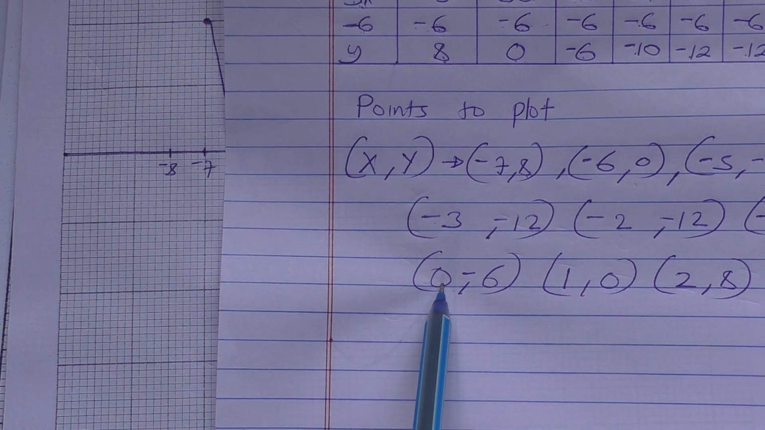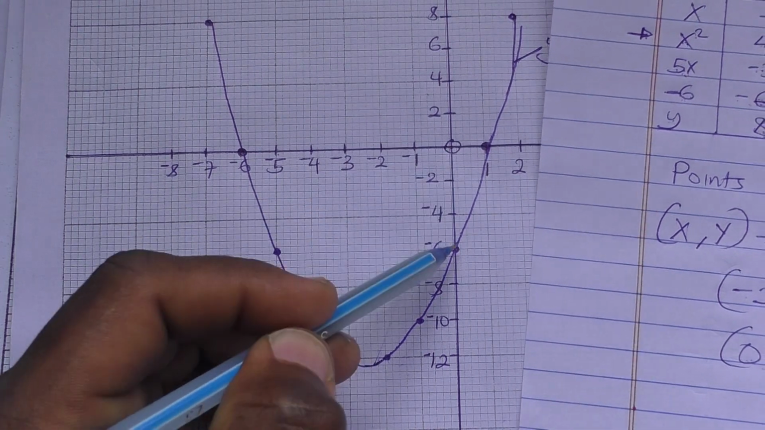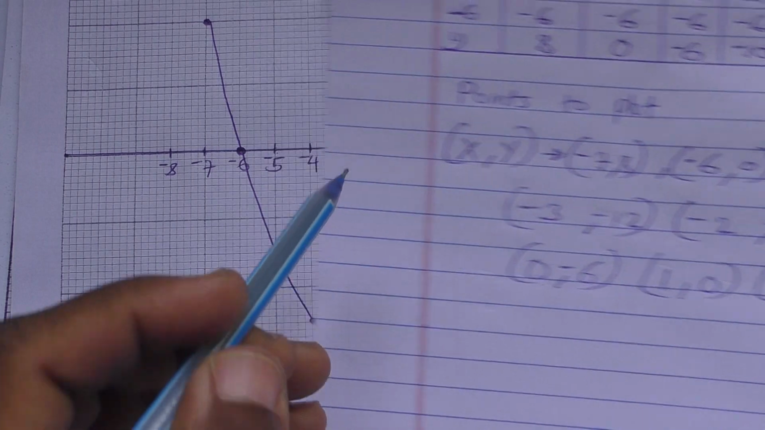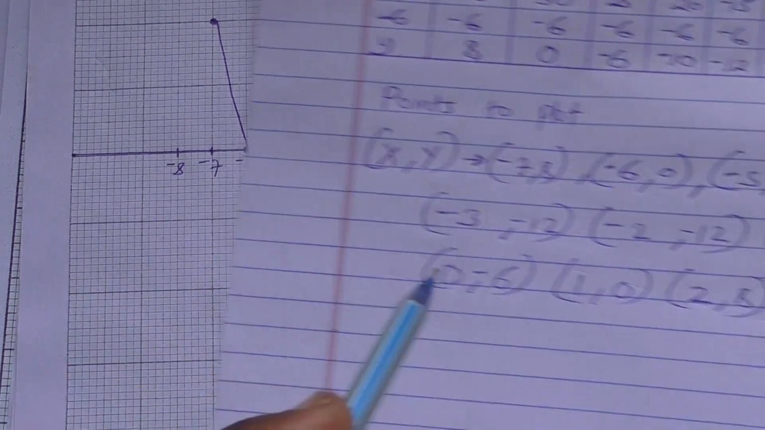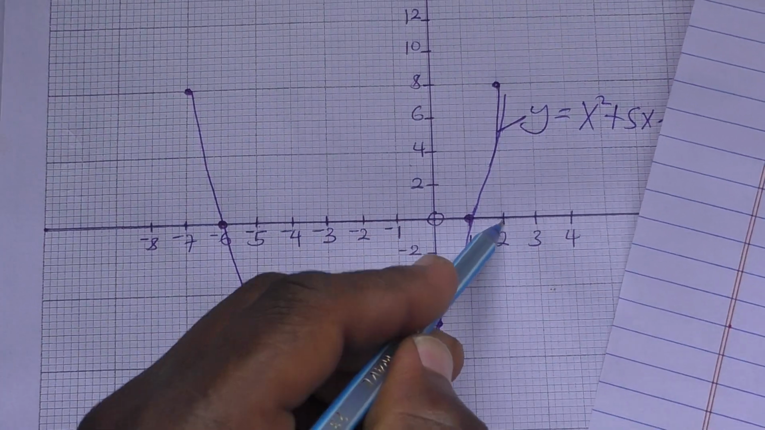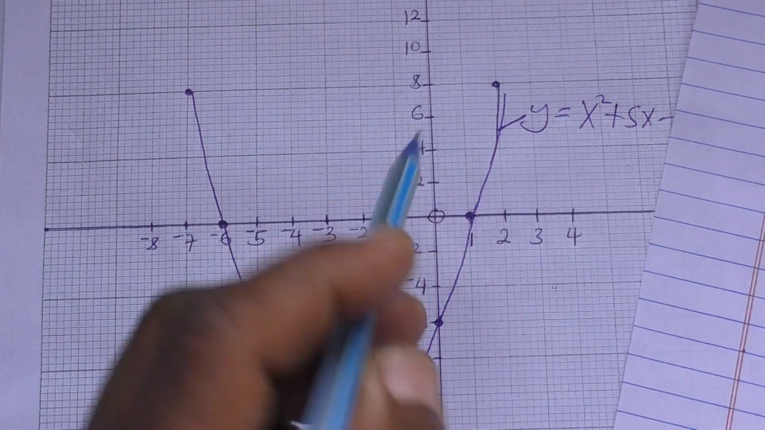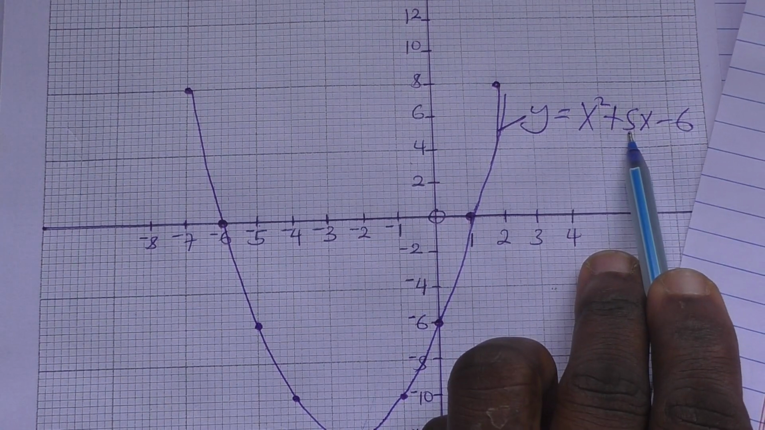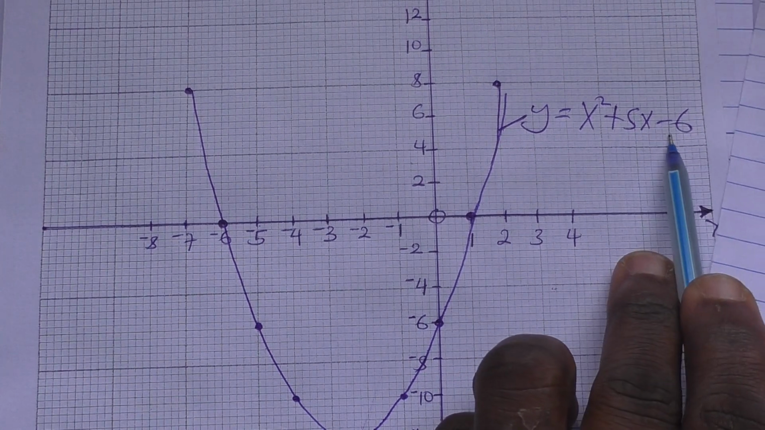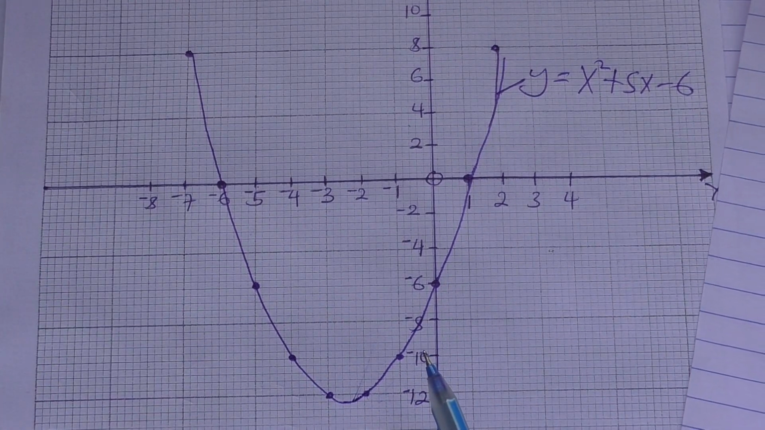We have 0, negative 6. We have 1, 0. And we lastly have 2, 8. So that is our last point. And we must name the curve, which is y equals x squared plus 5x minus 6. So that is how we sketch a quadratic curve.